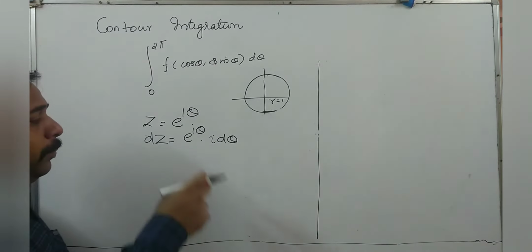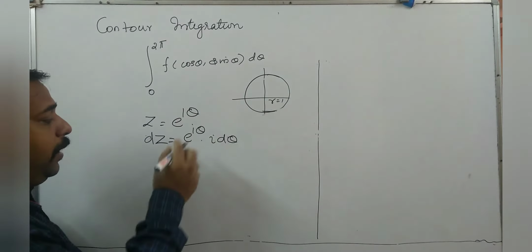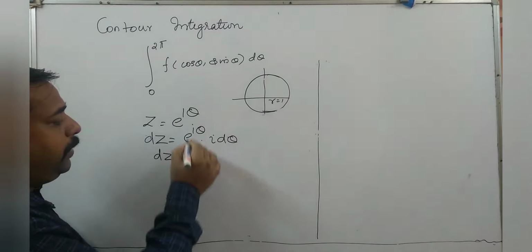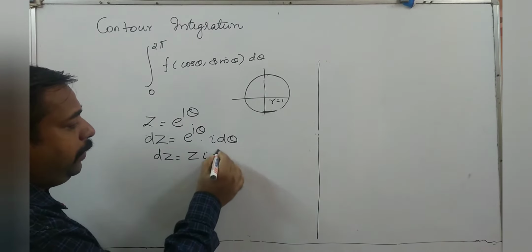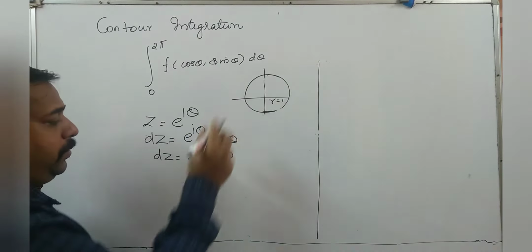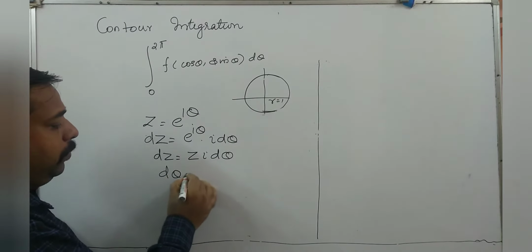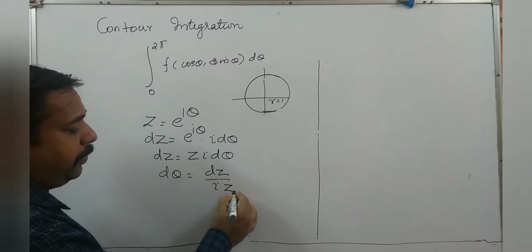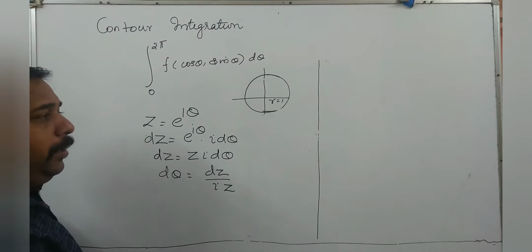But z is equal to what? e raised to i theta. That is, dz is equal to z i d theta. But in this integration we need d theta. So d theta is equal to dz by i z.